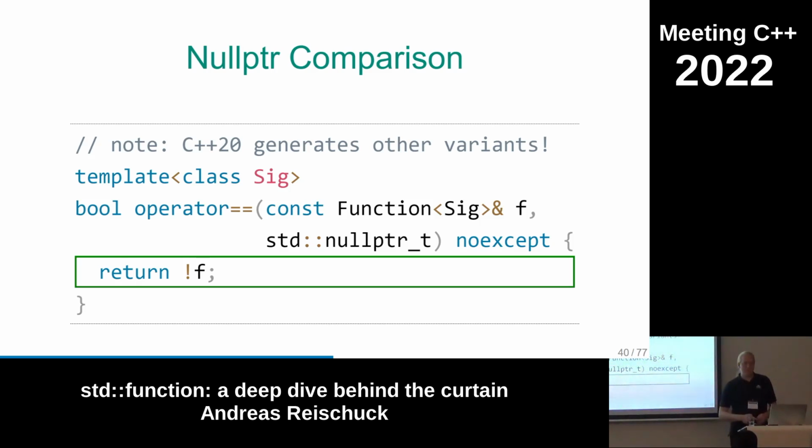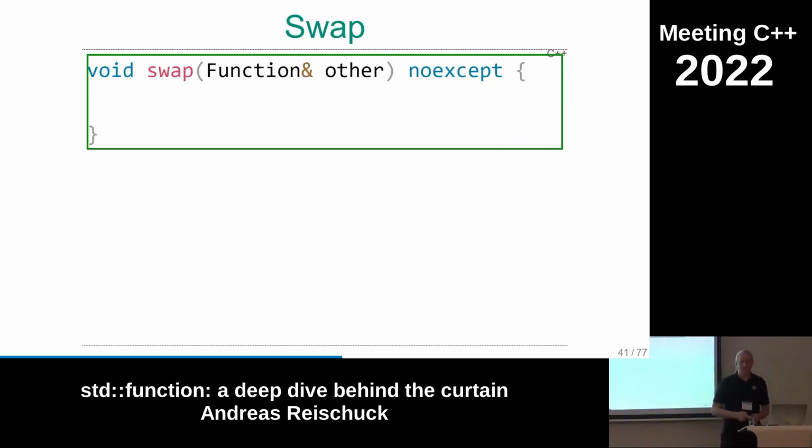So that's all about the empty state. And then the standard also mandates an interface for swapping. And this is also kind of curious. Normally I wouldn't write it that way, but let's look into it. The first thing is we have a member function swap that gets one argument, that's the other function. And we are supposed to swap the this function with the other one.